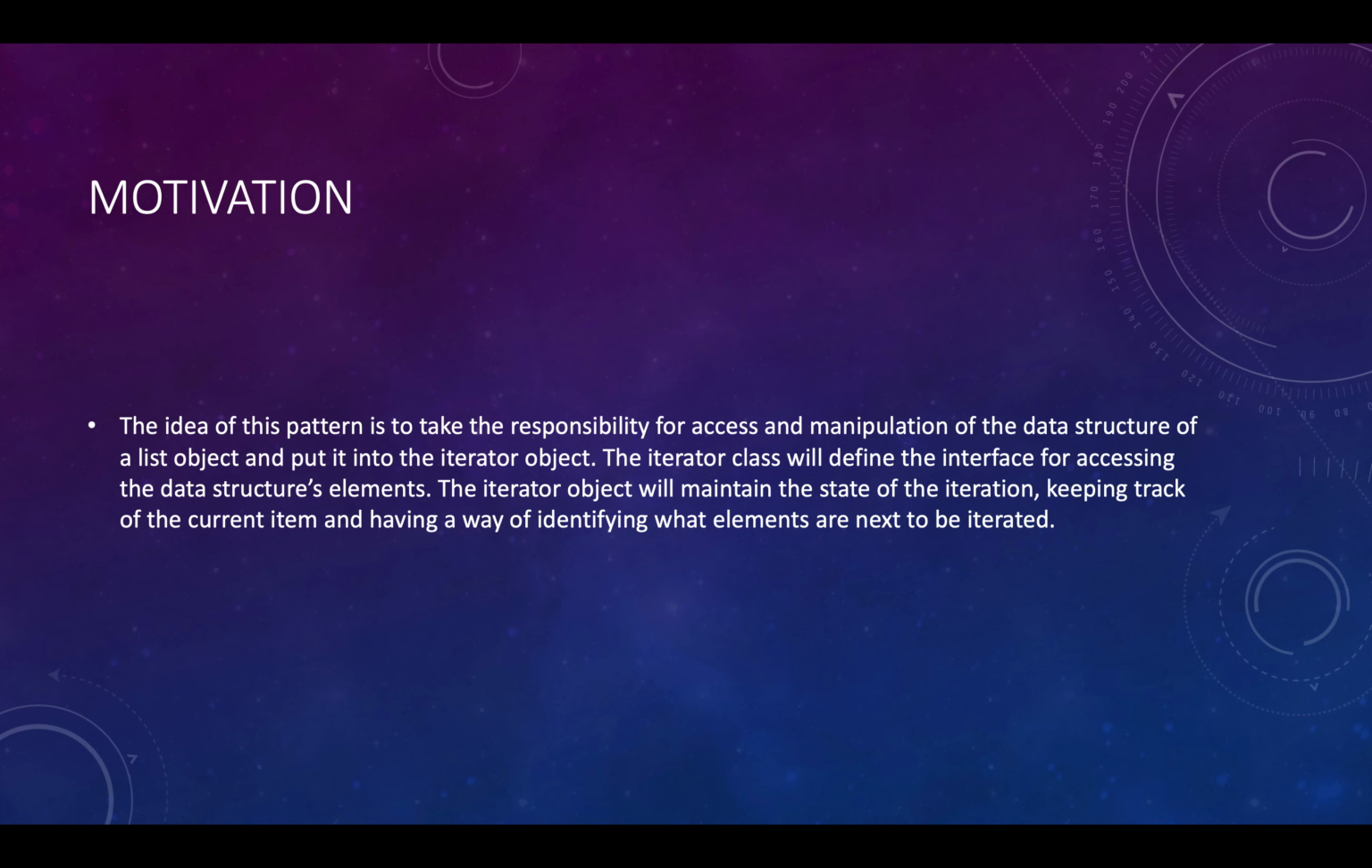The idea of this pattern is to take the responsibility for access and manipulation of the data structure of a list object and put it into the iterator object. The iterator class will define the interface for accessing the data structure's elements. The iterator object will maintain the state of the iteration, keeping track of the current item, and having a way of identifying what elements are next to be iterated.